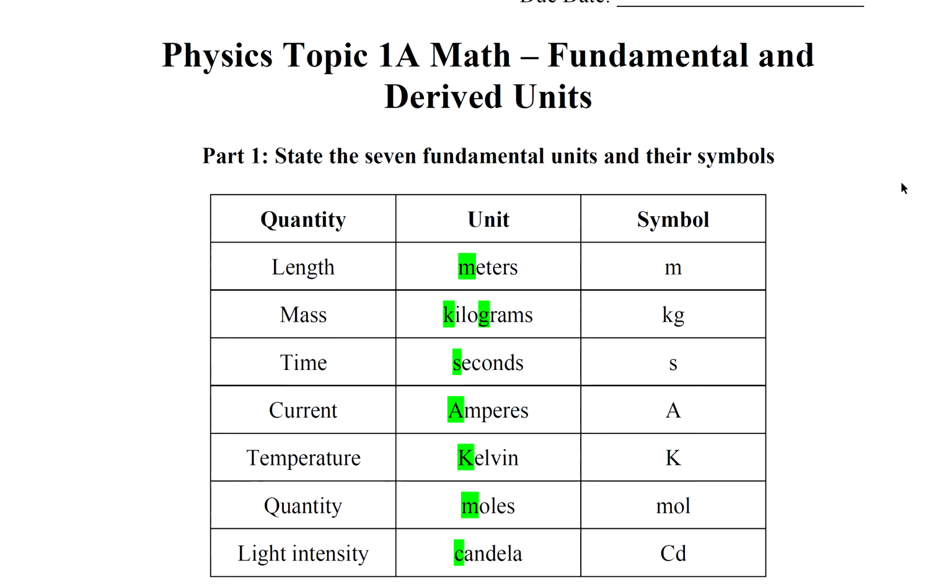This video is on fundamental and derived units. Part 1, state the 7 fundamental units and their symbols. The fundamental unit of length is meters.